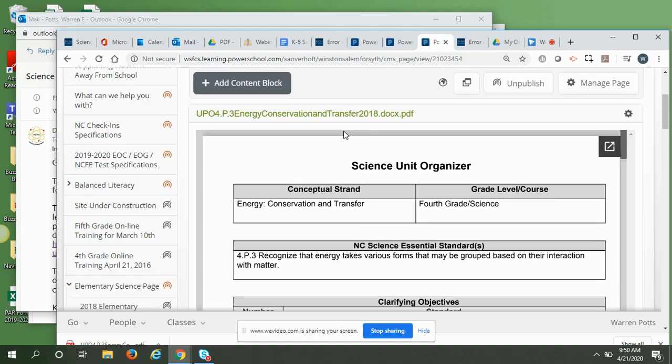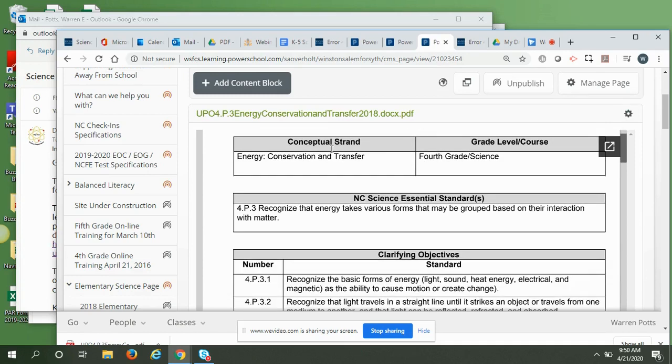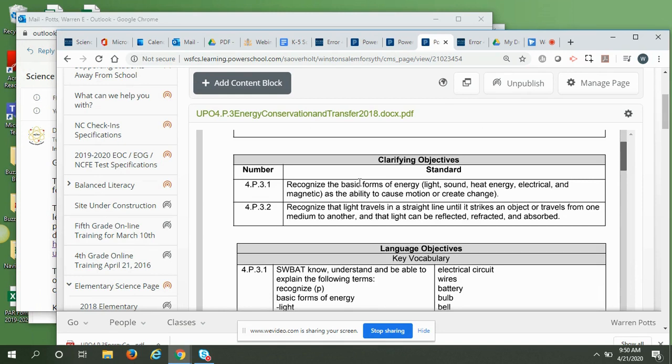And now our unit plan organizer for 4P3, our standard: recognize that energy takes various forms that may be grouped based on their interaction with matter. This is our energy standard for fourth grade. We'll go more in depth in middle school. So there's not a direct connection with this standard to fifth grade, but it's definitely something that they need that background knowledge with, as they think about some things like the sun, and also energy when they're talking about motion in fifth grade.